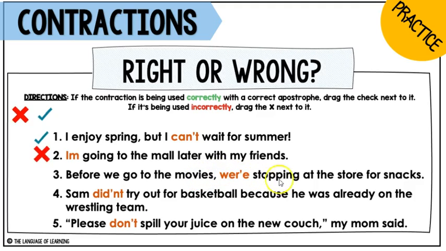Before we go to the movies, we're stopping at the store for snacks. We're is a short way of saying we are, and they did not put the apostrophe where they should have. They used one, but it should have been between the E and the R, not the R and the E, so that is going to be incorrect. Sam didn't try out for basketball because he was already on the wrestling team. Remember, this stands for did not, so that apostrophe should be between the N and the T to replace the O, so this is not correct. And last one, please don't spill your juice on the new couch. That apostrophe is taking the place of the O in not.